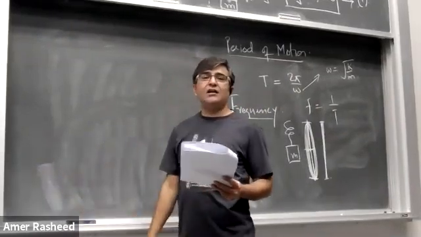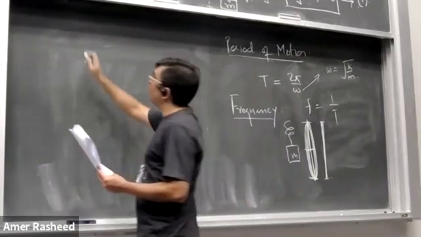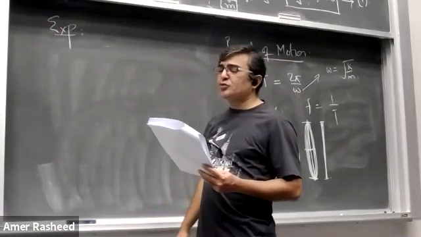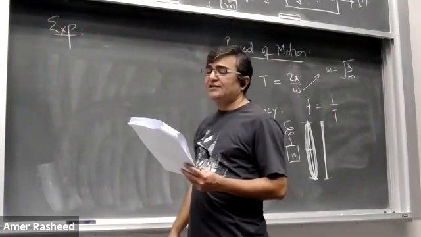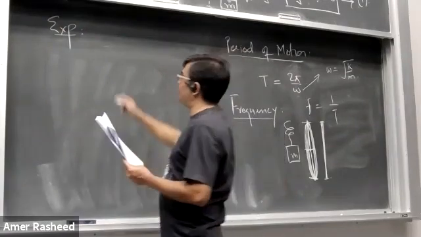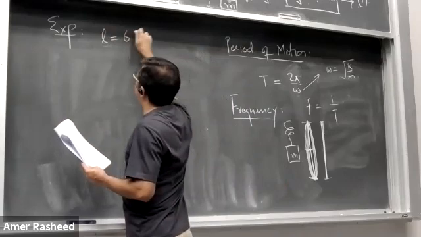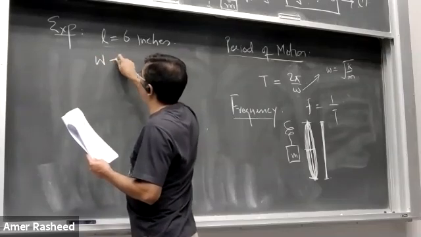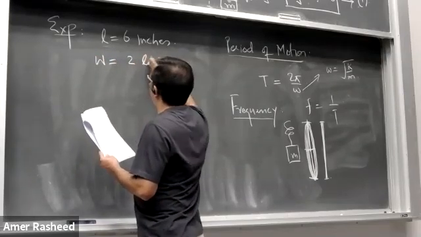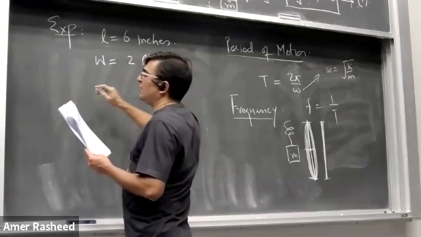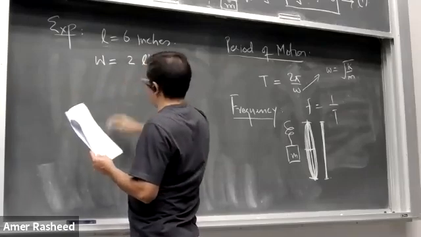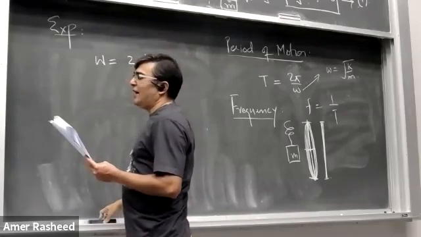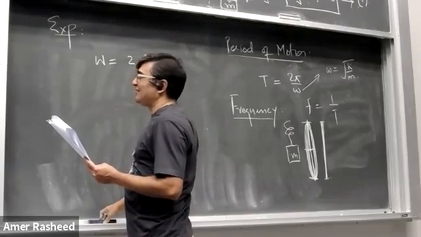Damping forces are basically frictional forces. Example: a mass weighing 2 pounds stretches a spring 6 inches. The spring length is 6 inches, and if we attach 2 pounds of weight to that spring, it stretches 6 inches. So the mass weighing 2 pounds stretches a spring 6 inches.